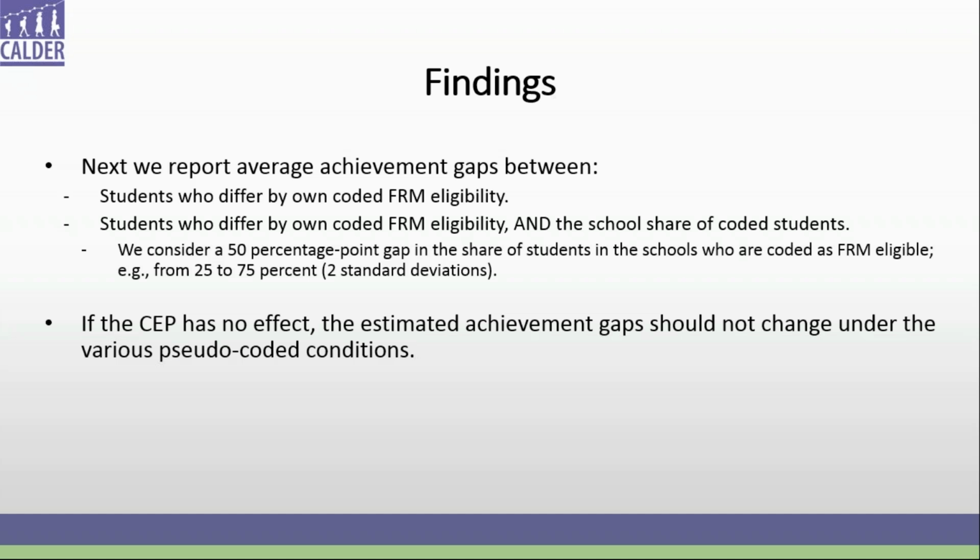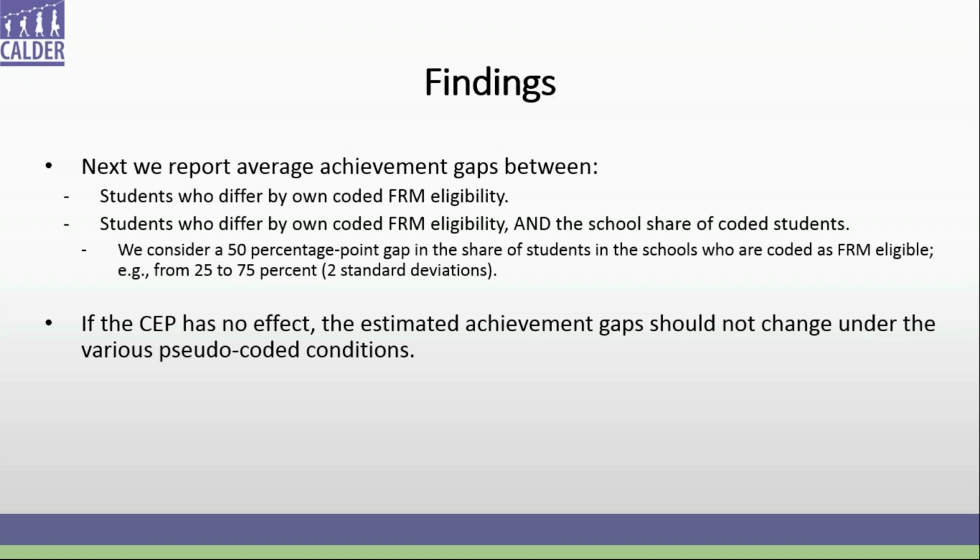And then I'm going to add this measure of local disadvantage, or school disadvantage, and Dara also alluded to this being an issue of predictive measure. So we're going to compare students who differ by their own coded eligibility for free meal status, and also by the share of kids in their school who differ by free meal status, and we're going to generate a 50 percentage point gap in the share of kids eligible in the school.